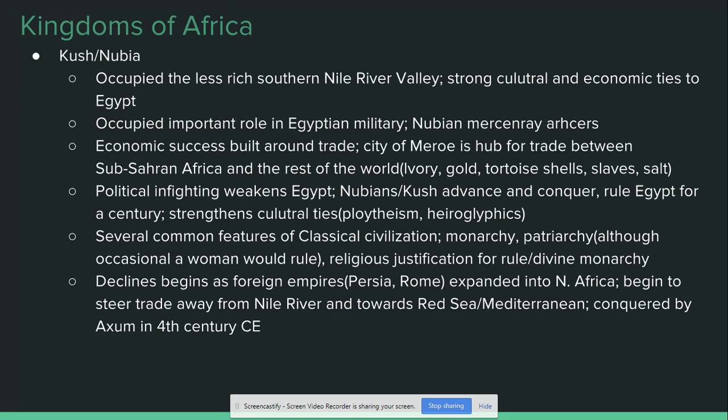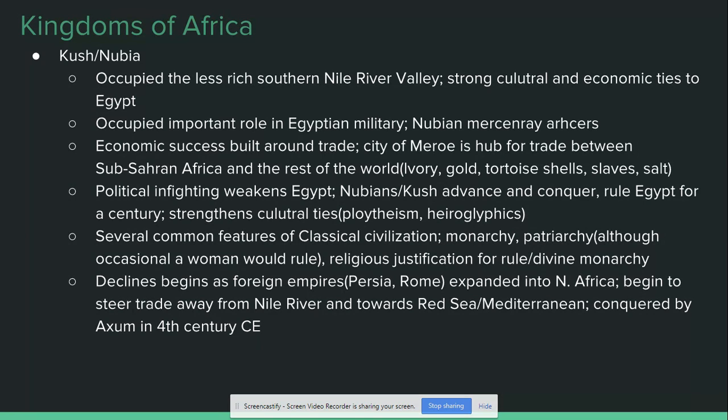Now, Kush begins to decline shortly after their expulsion from Egypt, mainly because they are now competing against larger, more powerful empires for control of Egypt and the Nile and North Africa, specifically Persia and Rome. And as Rome expands into North Africa, as Persia begins to expand into North Africa, they begin to steer the trade routes in the area away from the Nile and more towards the Red and Mediterranean seas, which obviously is going to benefit them.